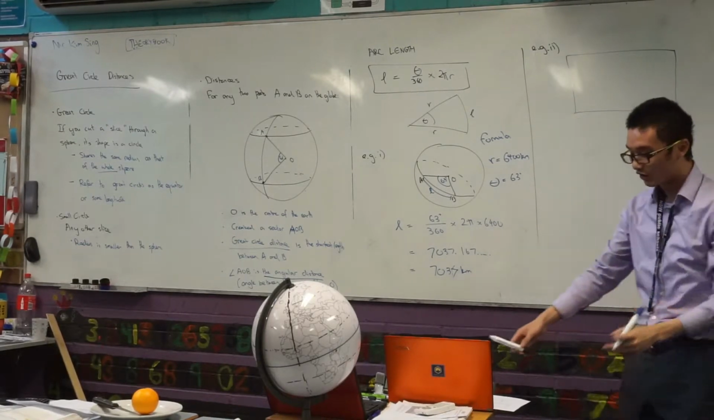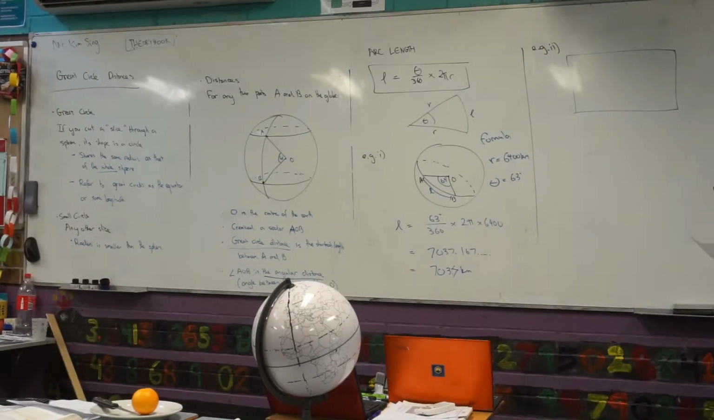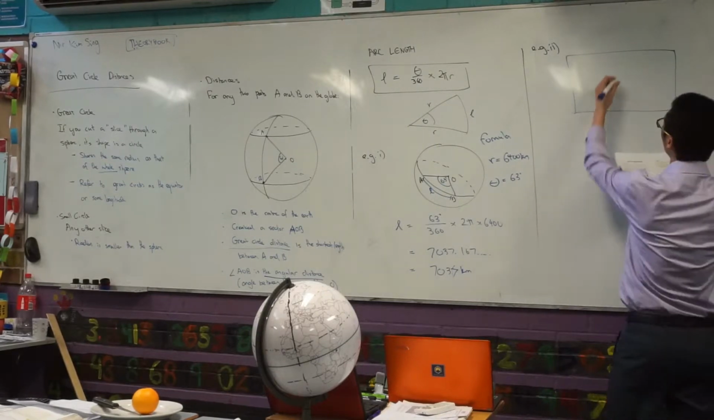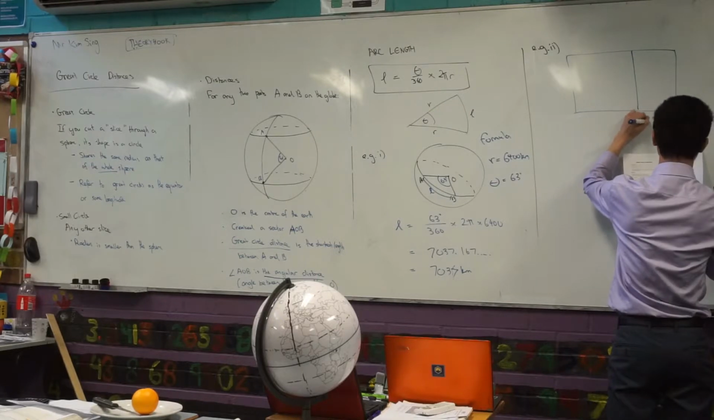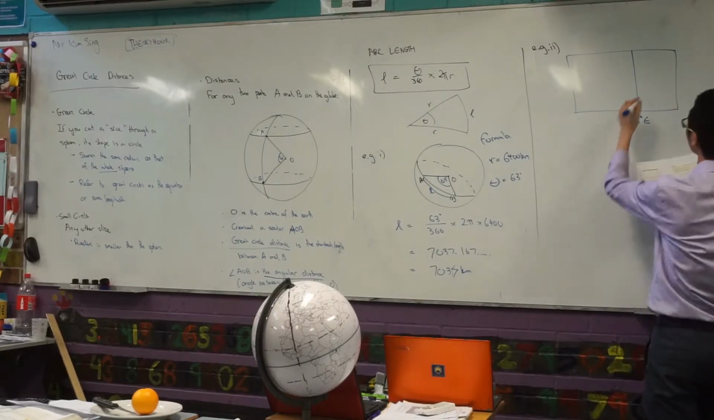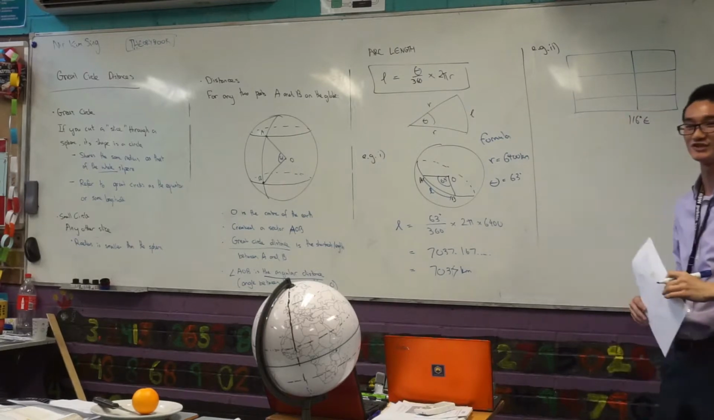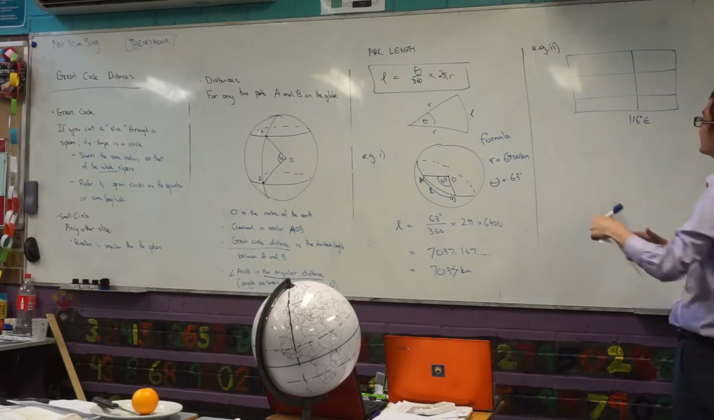Okay, so we're not going to draw a 3D representation because we don't actually need to. So can I ask you just to draw a 2D representation of this? What would that look like? Well, you've got 116 degrees as your longitude. So let's draw a square. Yeah, we can draw a square. So you don't actually need a 3D representation to achieve the answer to this question. We just want to draw a 2D representation.